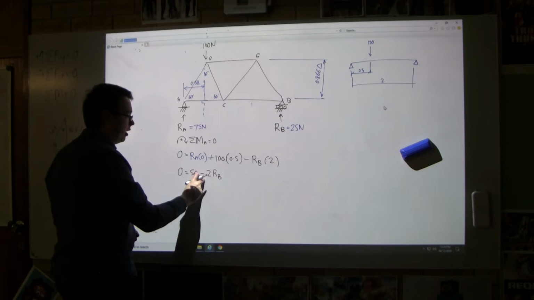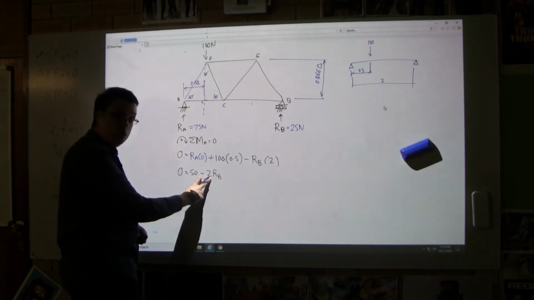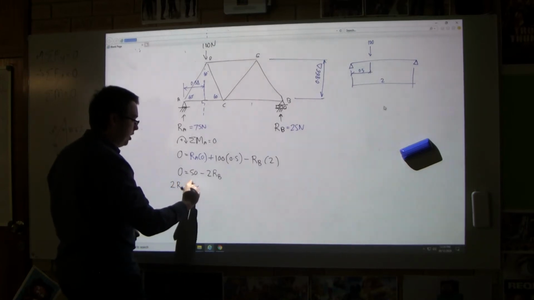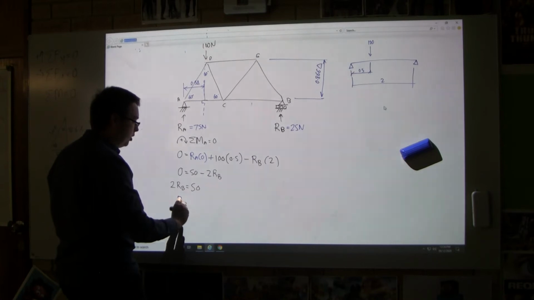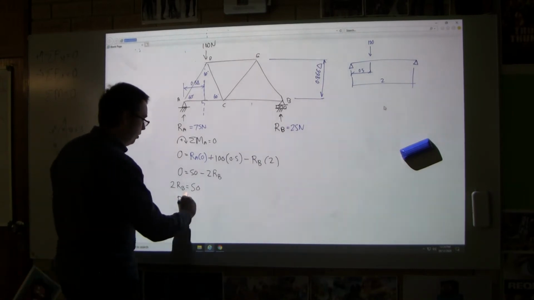Okay, so I can then bring this side over here. I'm not going to do the algebra anymore. You should be able to see that minus 2 on this side becomes a 2RB on this side. 2RB equals 50. So if I could buy 2 red balloons for $50, how much is each red balloon? 25.